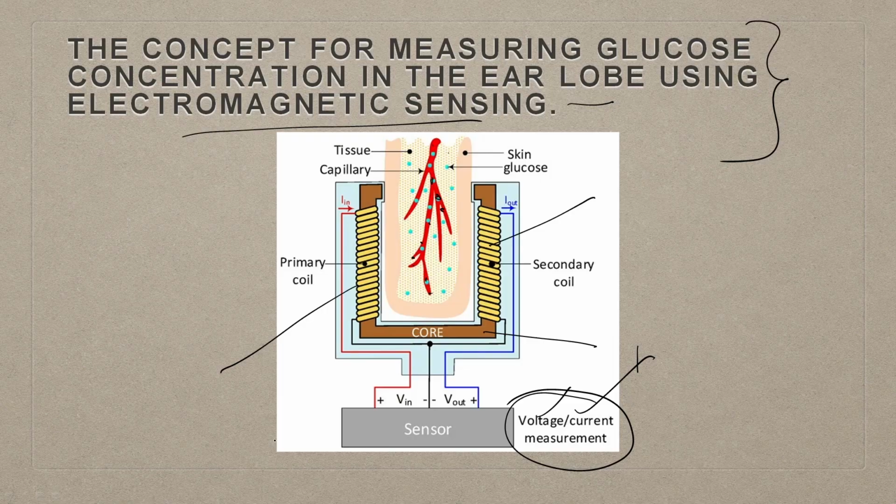So, the basic idea is that the signal between these inductor coils changes depending on the number of glucose moieties which are present in the vessels. This is the basic fundamental of this technology.